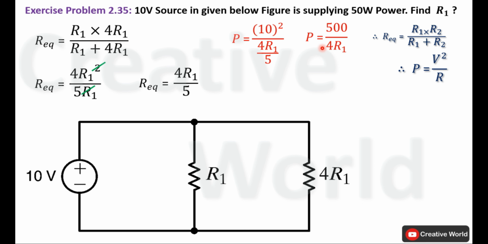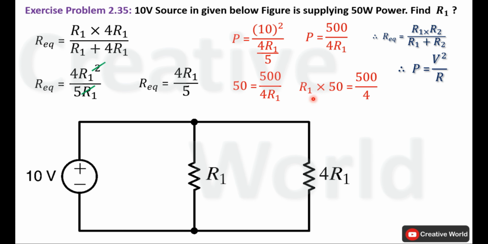Now inside this formula, place the value of power that is being supplied through this voltage source, and it is given in the problem as 50 watts. So replace P with 50 watts. In this equation only one variable is left, that is R1, and this is our point of interest. We have to calculate the value of R1. In order to take R1 to the other side of the equal sign, we will multiply on both sides with R1.